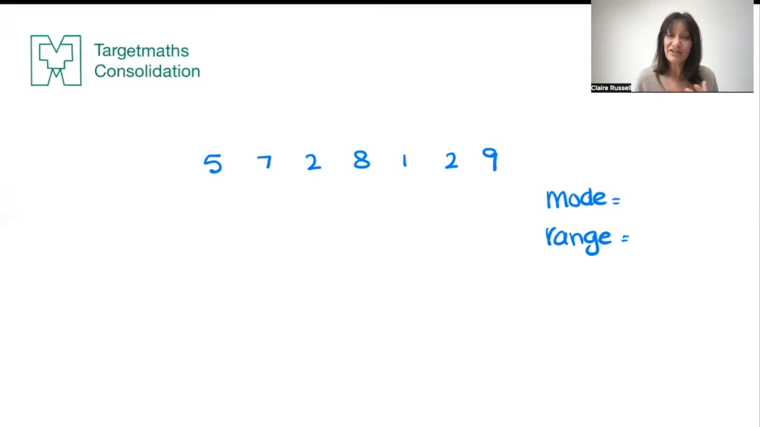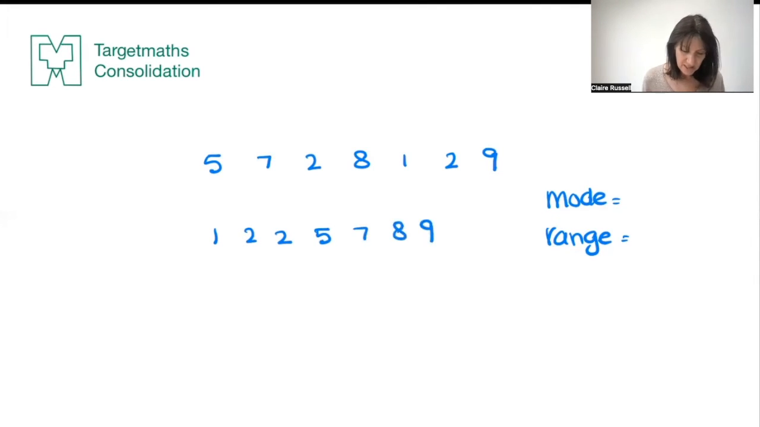Okay, so I'm encouraging you to put them in order. I want that to become our norm. It just makes things easier to find, easier to see, and we have less risk of going wrong, don't we? So putting them in order, I've got 1, 2, 2, 5, 7, 8, 9. Now the mode is 2. That comes up the most common. And then the range, remember, that is our biggest take smallest. So we're going to do 9 take 1, which is equal to 8.